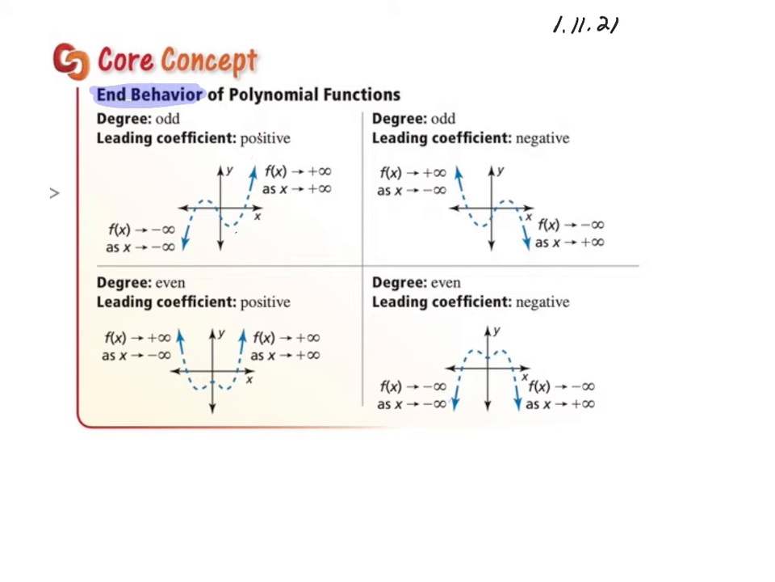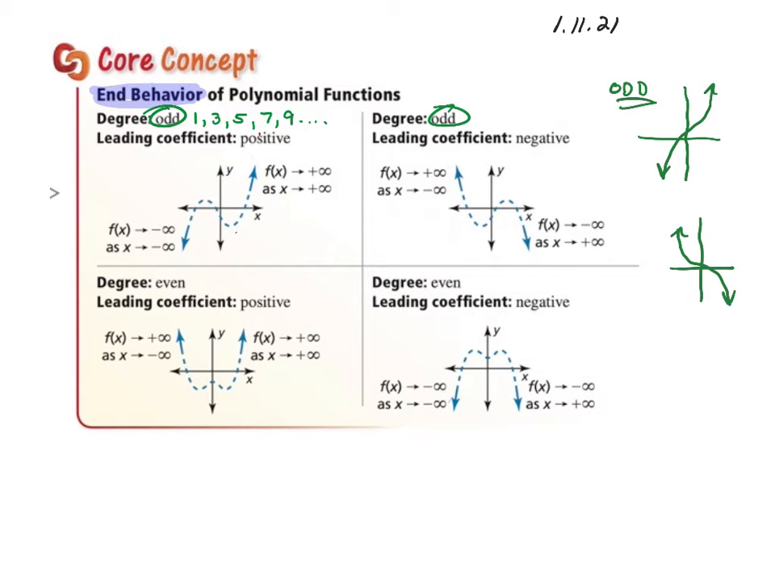Remember, degree is the highest exponent. So if your degree is 1, 3, 5, 7, 9, if your highest exponent is an odd number, what that means every single time is that odd degree functions do one of two things. The ends will always go in opposite directions. It'll either be that or it will be this. Odds always do that. And so here's an odd, and look, one's doing this, ends going in opposite directions, the other one's doing this.